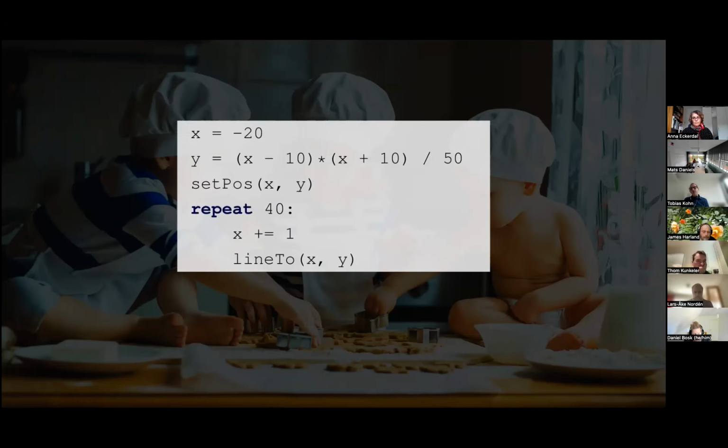Another one is when I ask students to write a program to draw a graph, or sometimes I give them a program and ask them what graph it draws. I get this program here. The graph is intended to be a parabola: y equals (x minus 10) times (x plus 10) divided by 50. The idea is you put the coordinate on the very left, and then step by step you go through and paint the points and connect them with lines so that you get the graph.